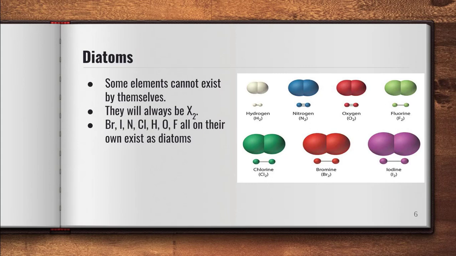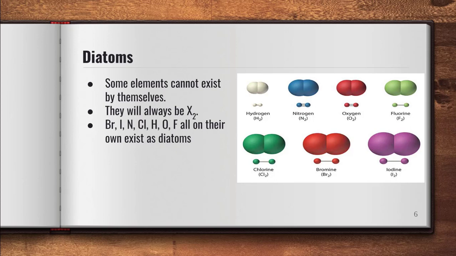Now, one thing that we've already discussed that I want to talk a little bit more about is the concept of diatoms. Some elements cannot exist by themselves. So, for example, hydrogen. Hydrogen by itself cannot just be H. It will always be H2. Nitrogen, N2, oxygen, O2, etc. Now, keep in mind that if they are in a compound, you will always follow the correct nomenclature rules to determine how many atoms of each thing are in the compound. However, when they are by themselves, they are always whatever the element is with a subscript of 2.